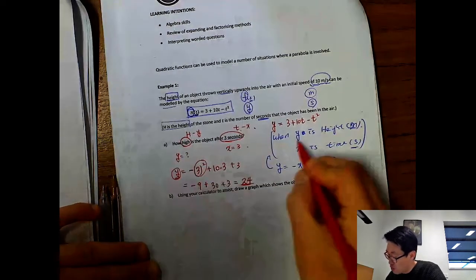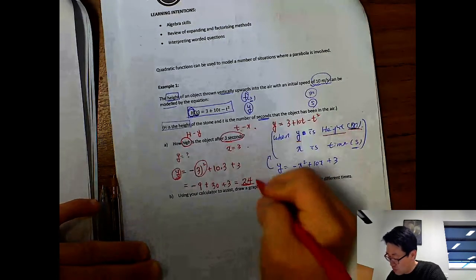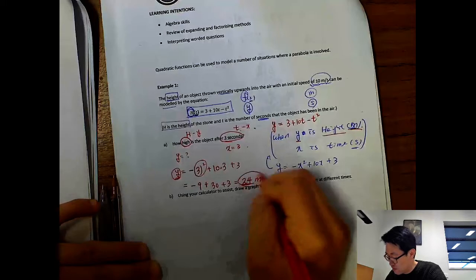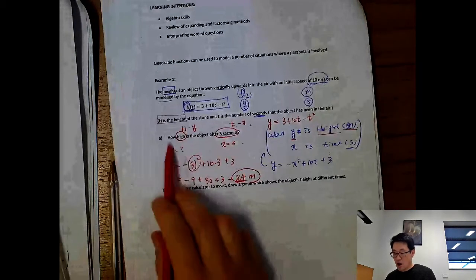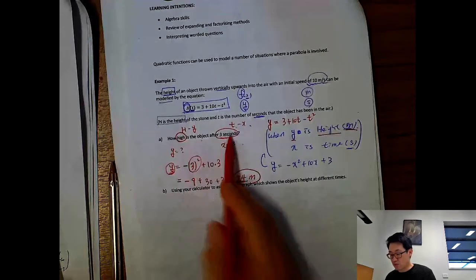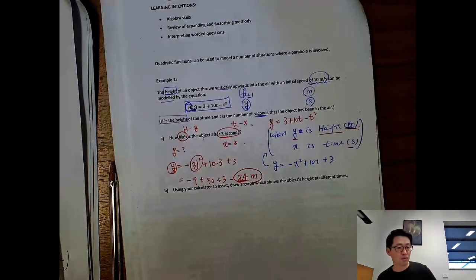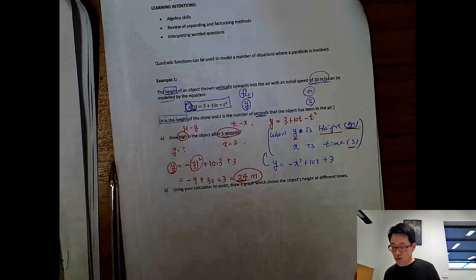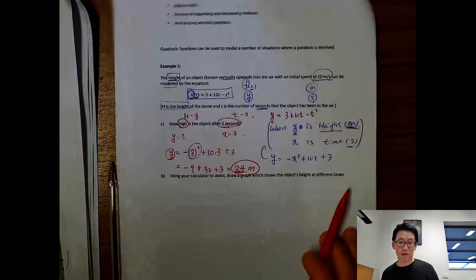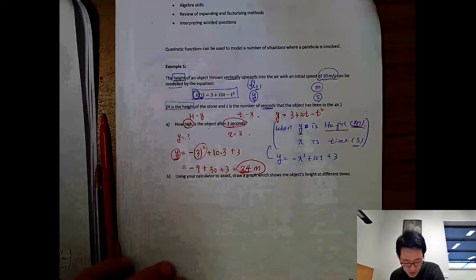What is y? y is height. The unit is meter. So 24 meters. You have to write down the unit. Okay. How high is the object after 3 seconds? When x is 3, y, the height, is 24 meters. Simple enough to do. If you don't like x and y, you just use h and t. Doesn't really matter. I just want to show you one way you can do it.